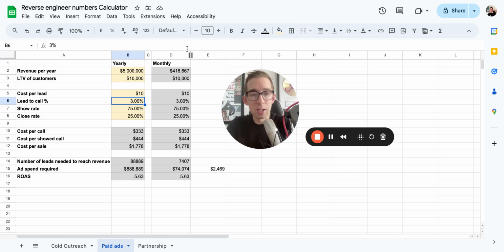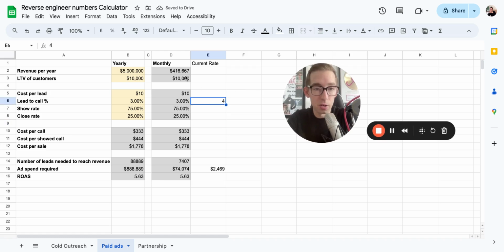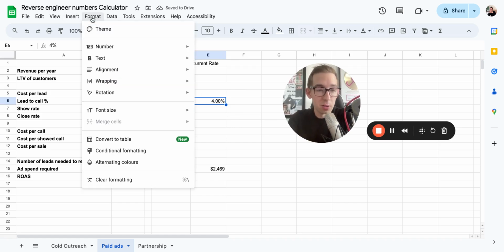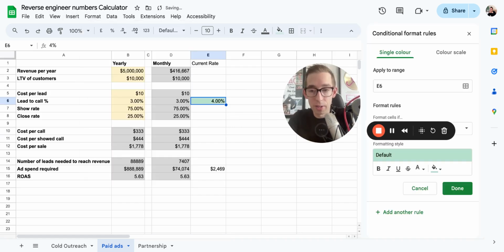And just to make this a little bit easier as well, you might want to put in a current rate, right? And then in the sheet, you can use some conditional formatting, for example, where you can say, okay, it's currently at 4%. So let's say it's at 4% at the moment, and then just use this little conditional formatting over here.